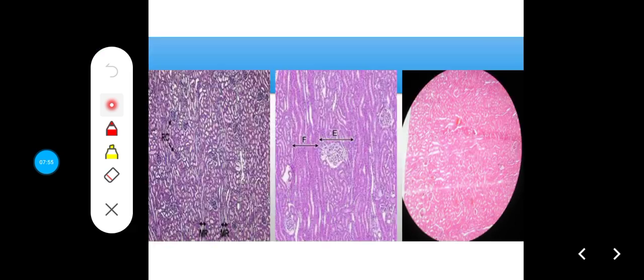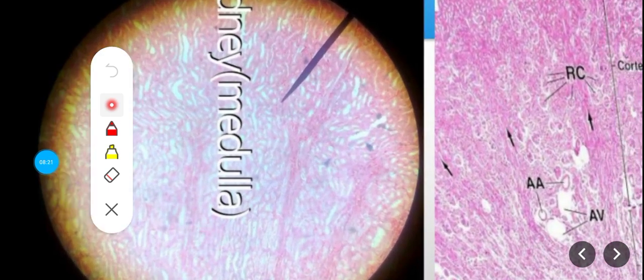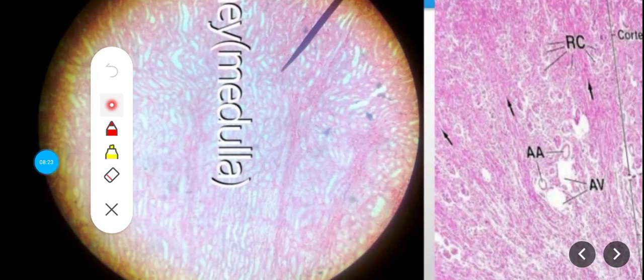The cortex. Now, the medulla contains more of the collecting tubes and the loop of Henle. You cannot see the renal corpuscles here because you're in the renal medulla. So you see more of the loop of Henle and the collecting duct. Look at how the fibers are running parallel. Most of them are running parallel. See that?